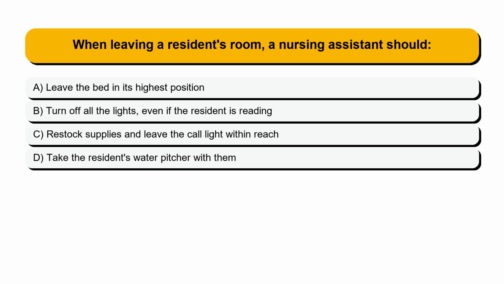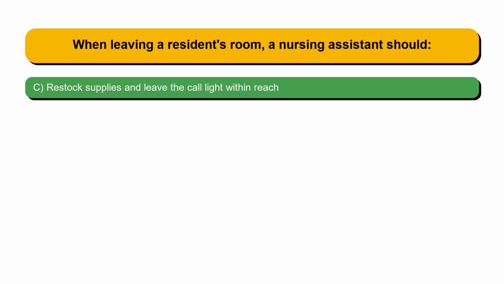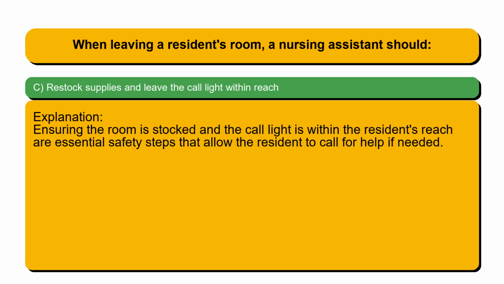Question 74. When leaving a resident's room, a nursing assistant should: Option A, leave the bed in its highest position. Option B, turn off all the lights, even if the resident is reading. Option C, restock supplies and leave the call light within reach. Option D, take the resident's water pitcher with them. The correct answer is option C, restock supplies and leave the call light within reach. Ensuring the room is stocked and the call light is within the resident's reach are essential safety steps that allow the resident to call for help if needed.